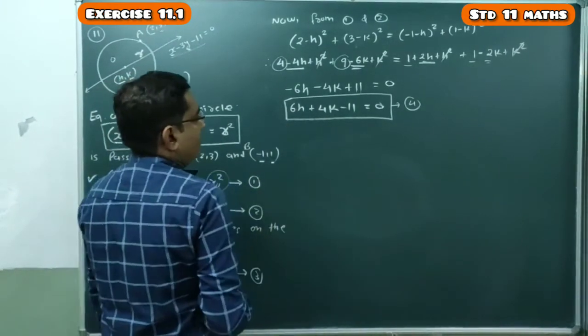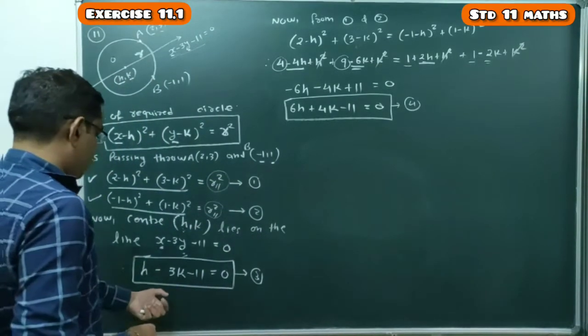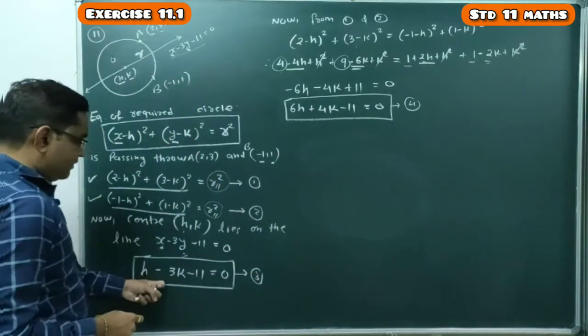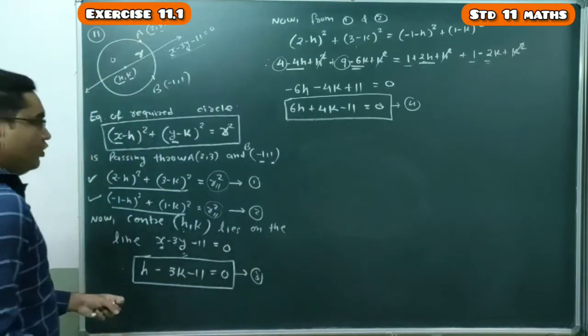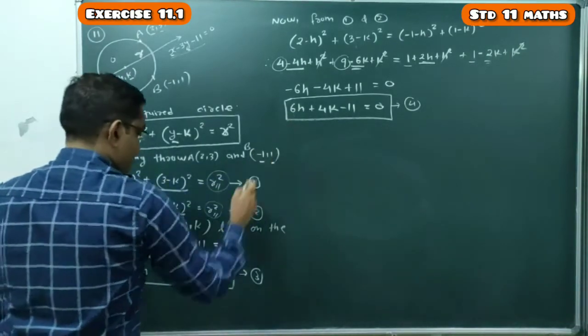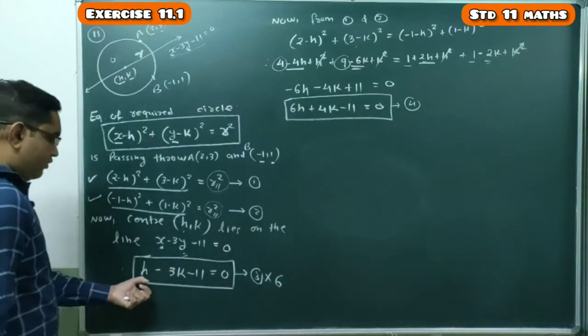So 6h plus 4k minus 11 equal to 0. Now, this is result 4. Result 3 says that h minus 3k minus 11 equal to 0. Now, we have to solve both the equations. For the solution of these equations, we will multiply result 3 with 6, so making the coefficient of h equal.